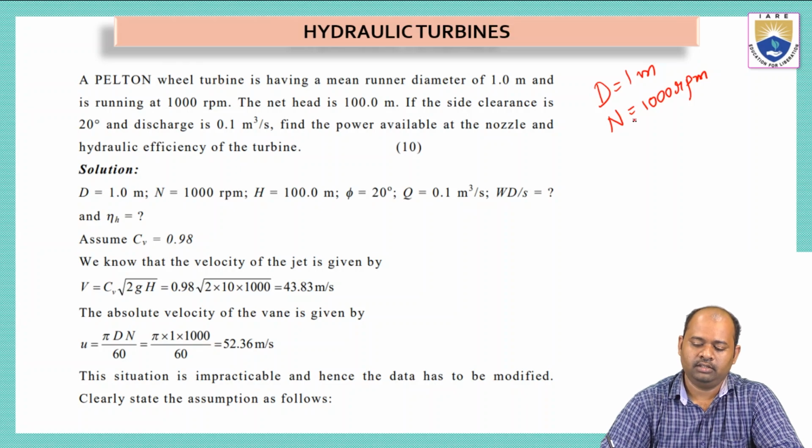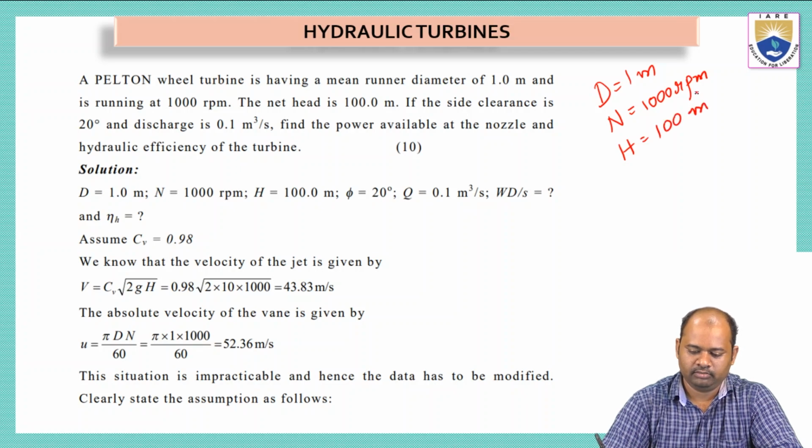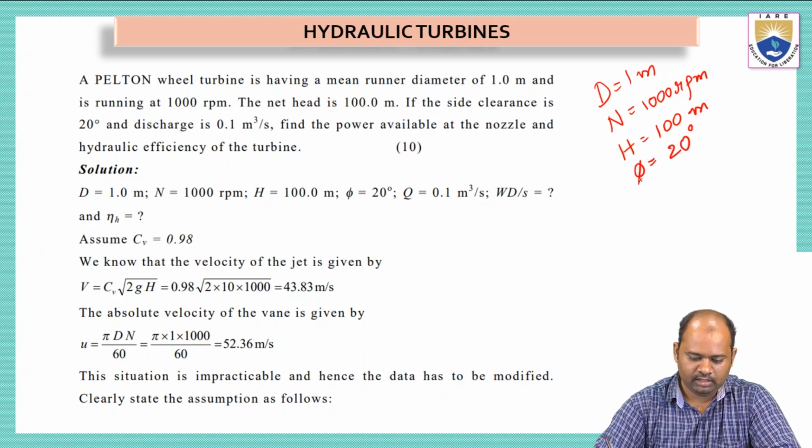The net head is 100 meters. Net head is nothing but capital H. This is 100 meters. If the side clearance is 20 degrees and the discharge is 0.1 meter cube, okay, I will write these things. Phi is equal to 20 degrees, the angle, and discharge is 0.1 meter cube per second.